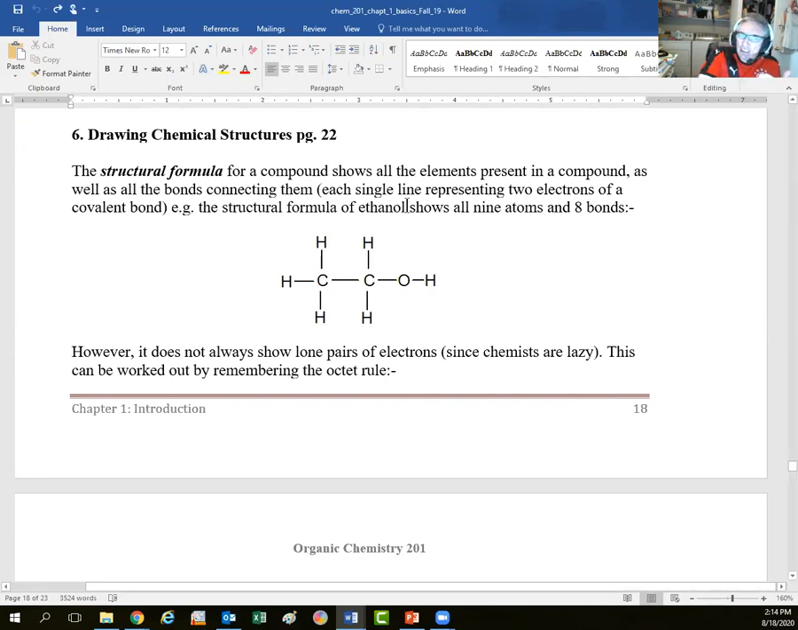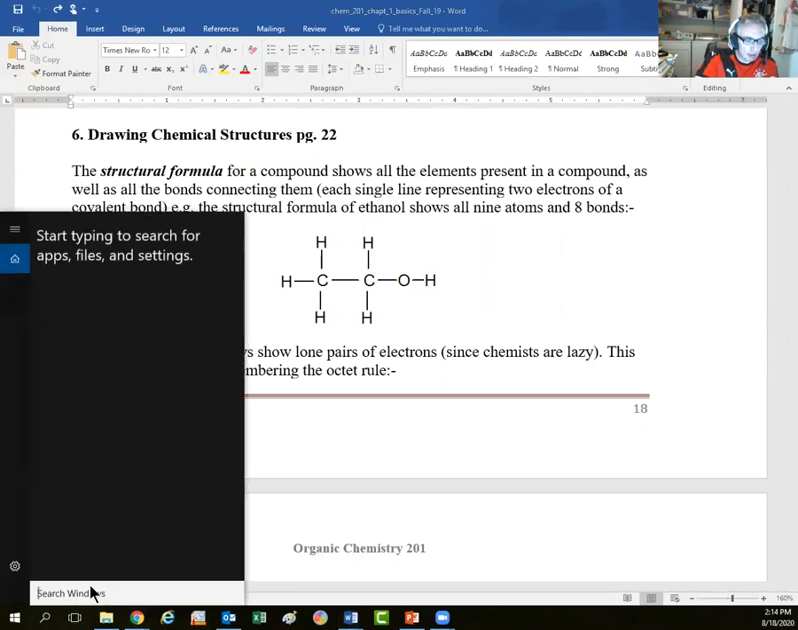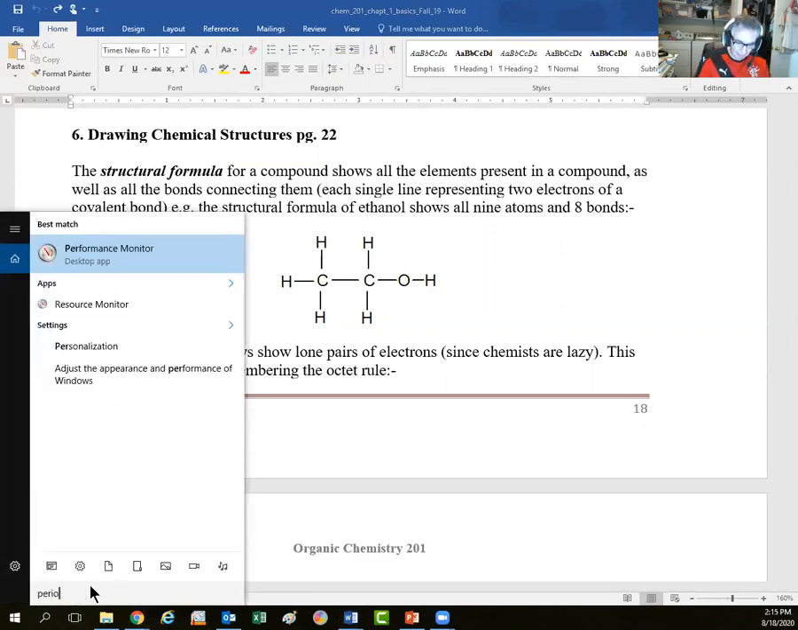But quite often you'll see in some textbooks, they actually take those lone pair electrons for granted because certain elements have a certain propensity for making chemical bonds. And we can look at a periodic table to illustrate that.